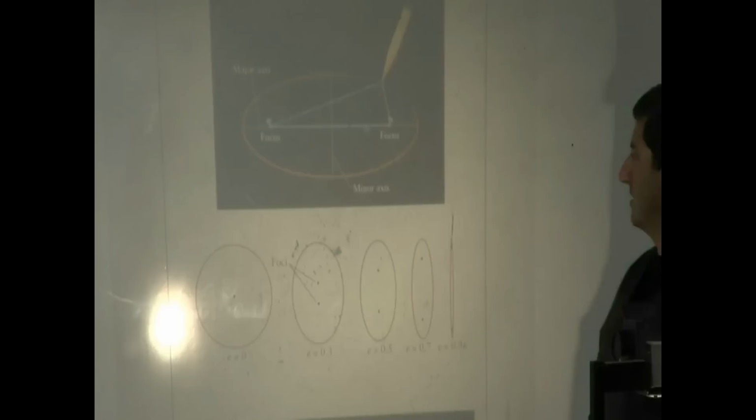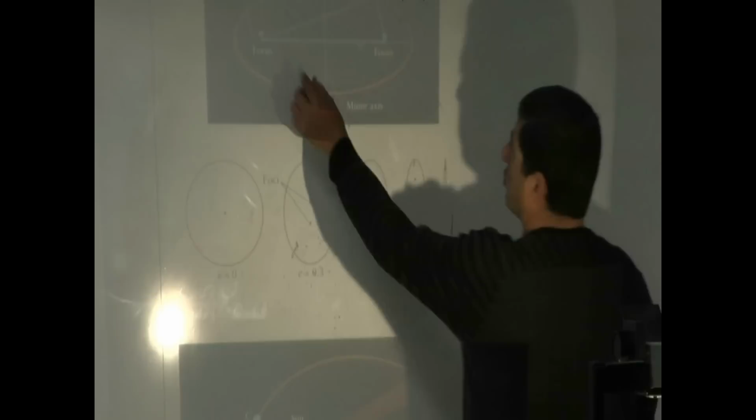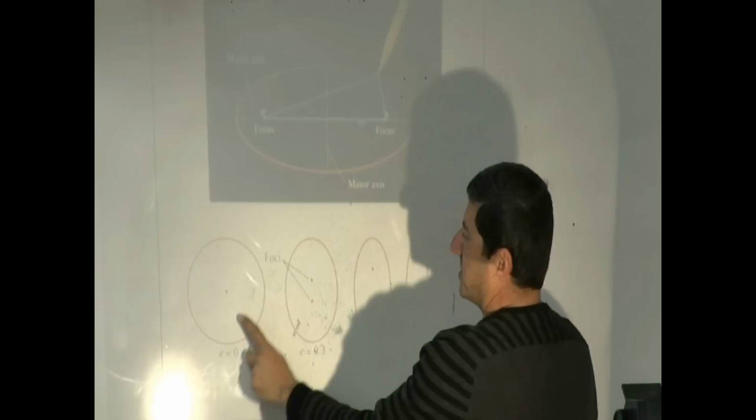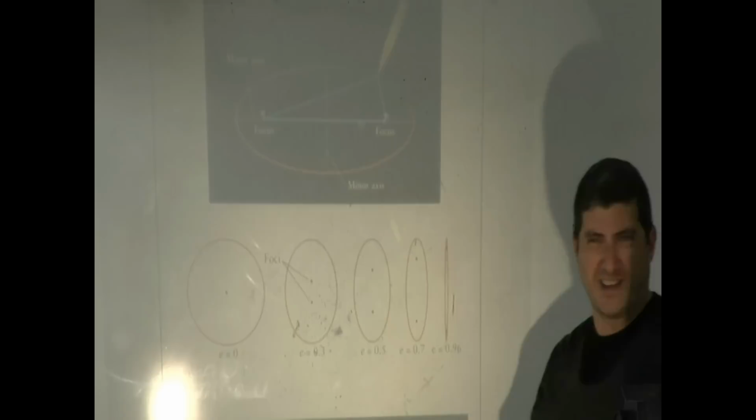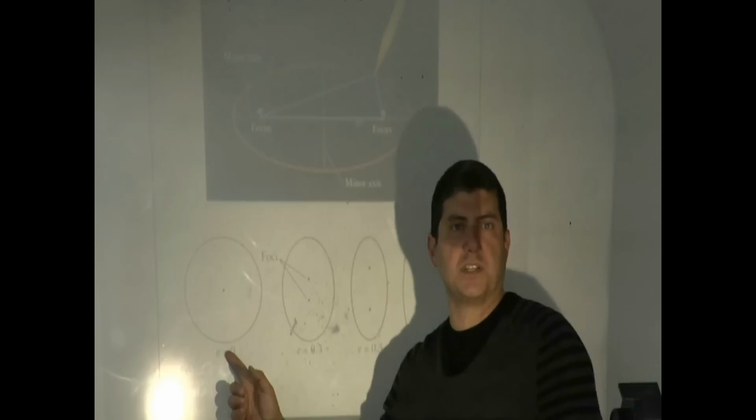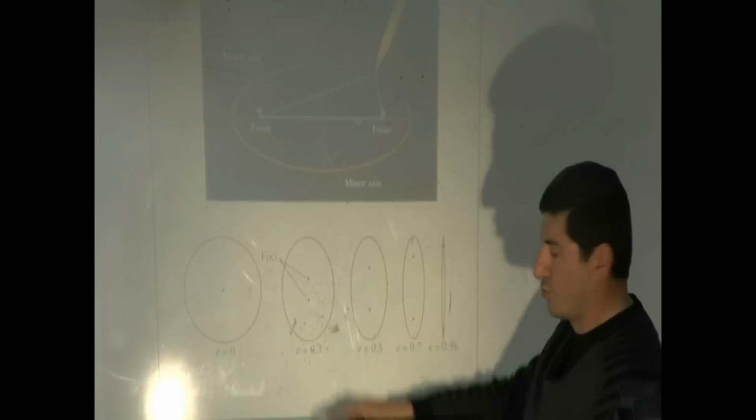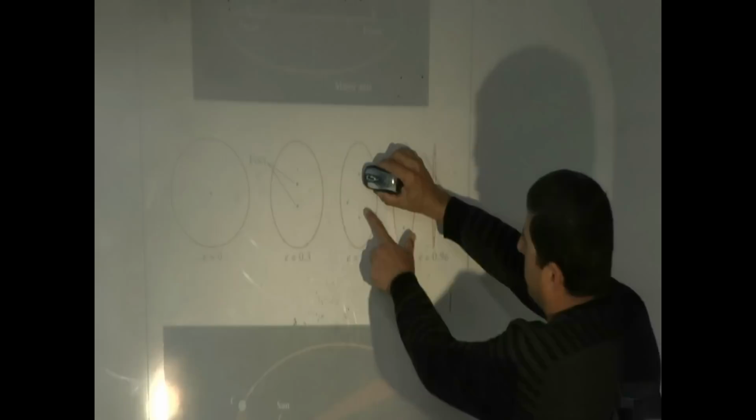So it's basically oval. Depending on how close these two foci are, if you bring the two thumbtacks closer, and if you only have one thumbtack, it's going to be a circle. So the circle is basically an ellipse with one focus, and the focus is the center. We call that eccentricity zero. If the two foci are farther apart, eccentricity 0.3. Farther apart, 0.5, 0.7, 0.96.